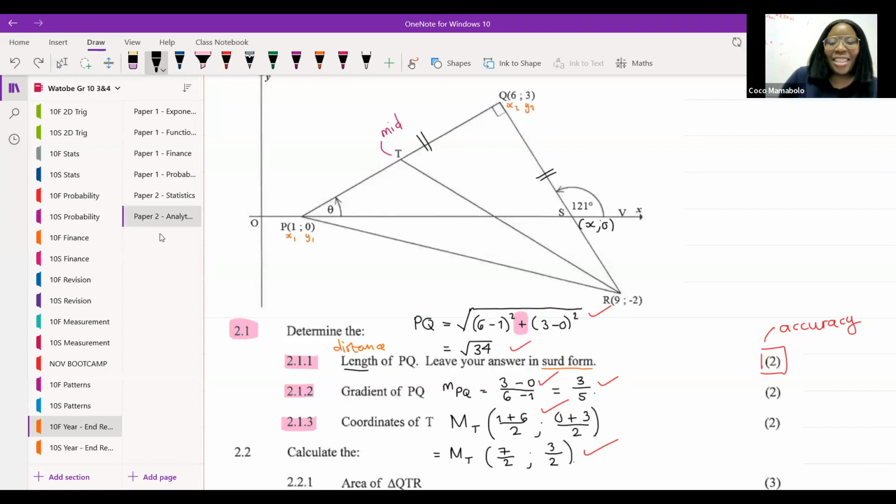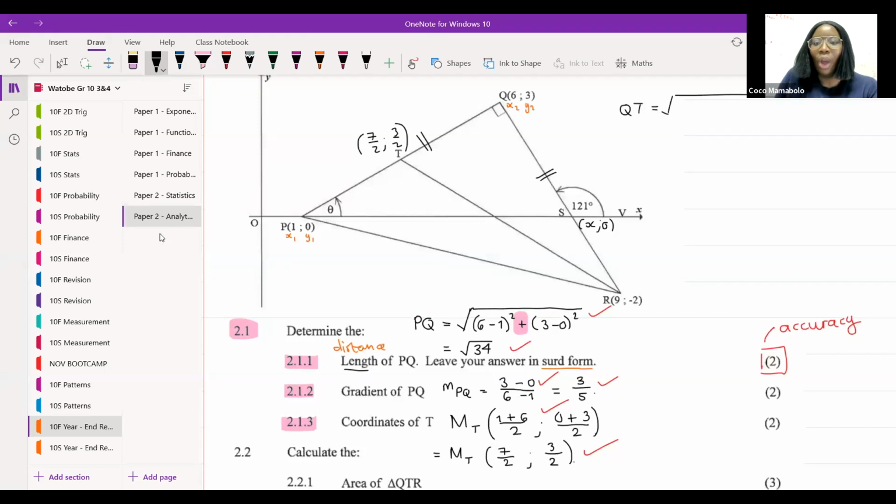All right, let's start with QT. Let's talk about the distance of QT. Oh, by the way, since we've got the coordinates for T, I'm going to put them in here: 7/2 and 3/2. All right, take it away. We know we want the distance. QT is equal to what?